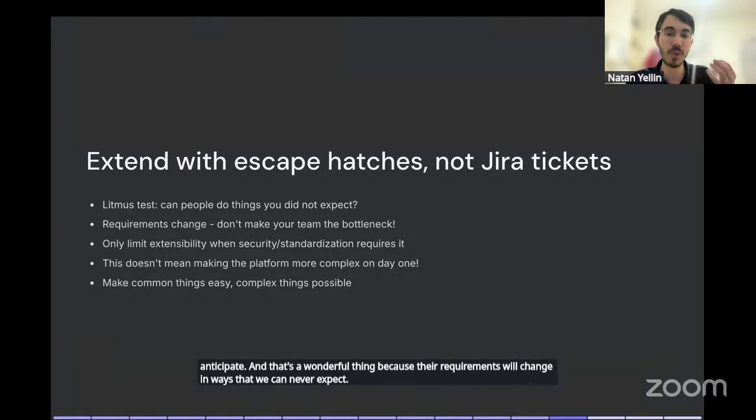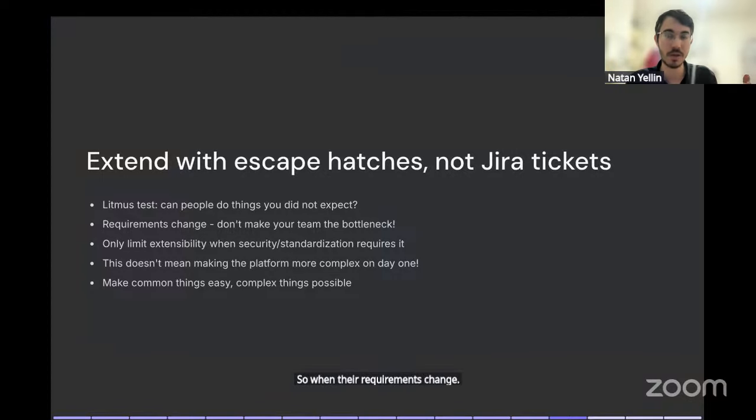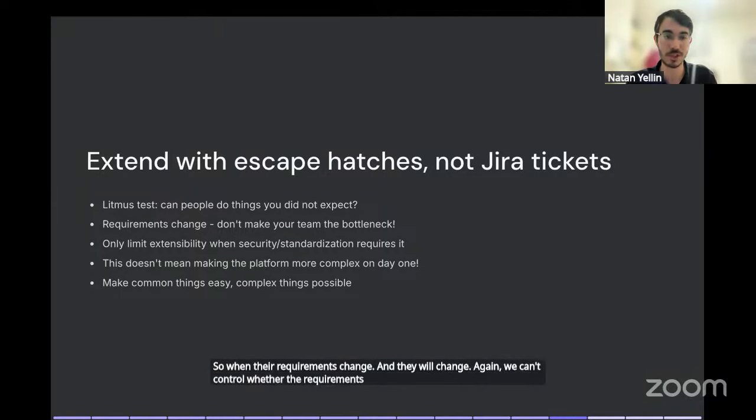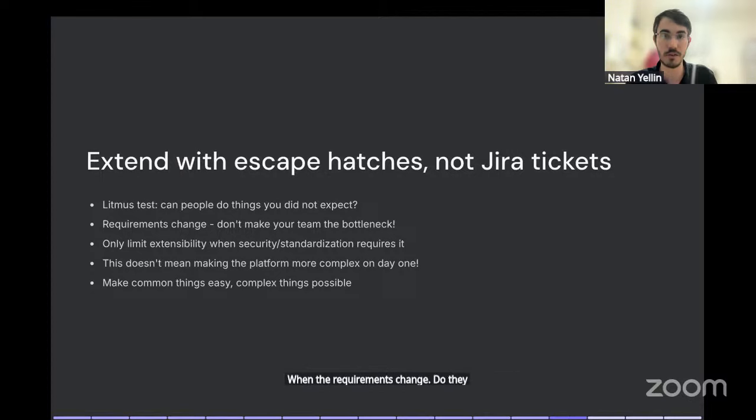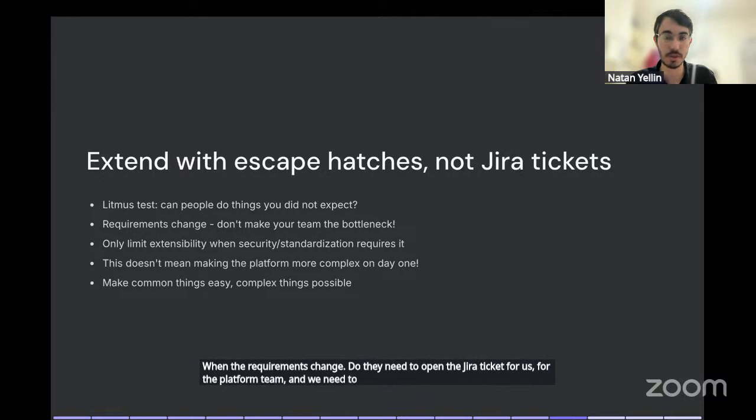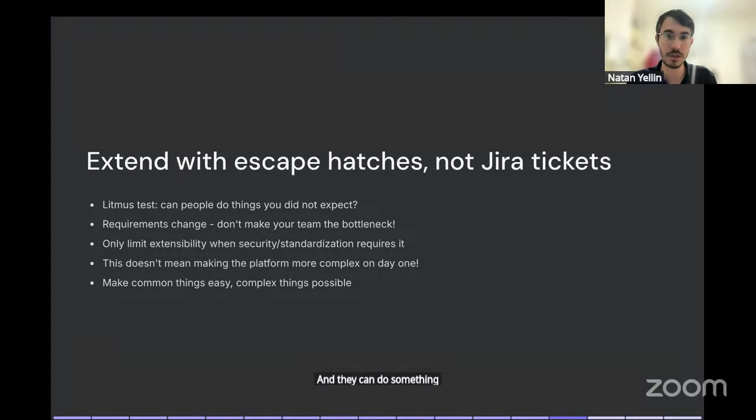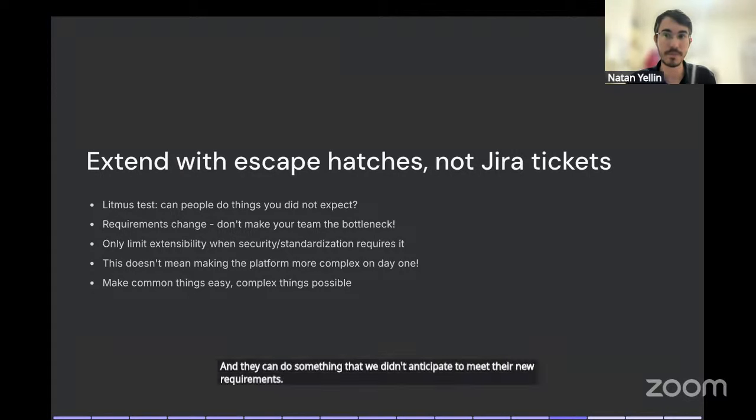So when their requirements change, and they will change, we can't control whether the requirements change or not. But we have a decision to make. When the requirements change, do they need to open a Jira ticket for the platform team, and we need to add some new capability to the platform? Or do we give them enough escape hatches that they can extend the platform and do something that we didn't anticipate to meet their new requirements?